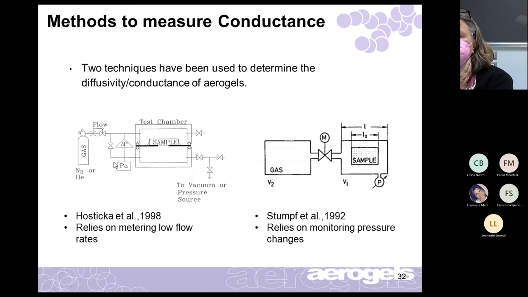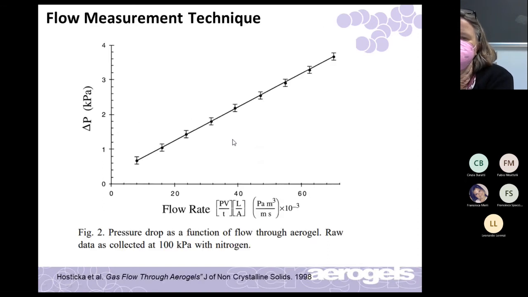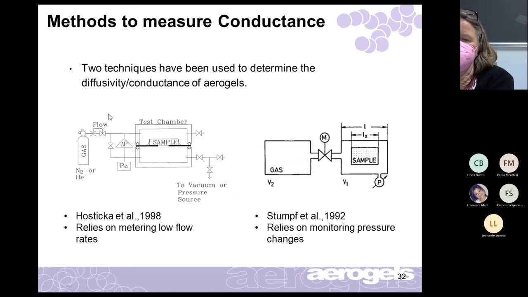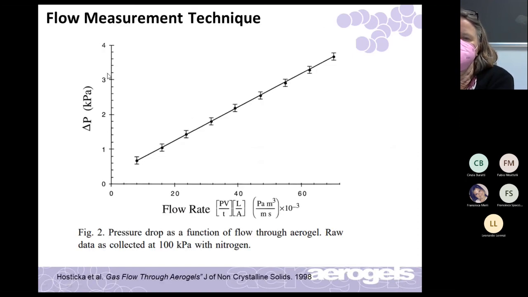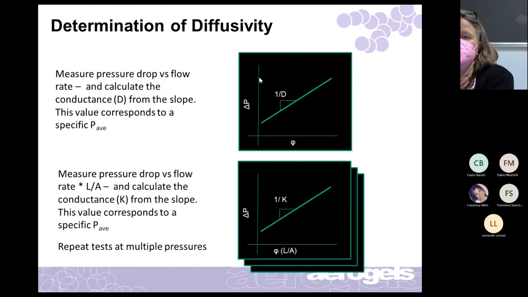So this work is from Hostica at University of Virginia. What they do is they measure in that system their flow rate and their pressure drop across the sample. This was done at an average pressure. And you can take that information, and from that, you can determine what that conductance is, or you can determine the diffusivity across there, depending on how you plot that.